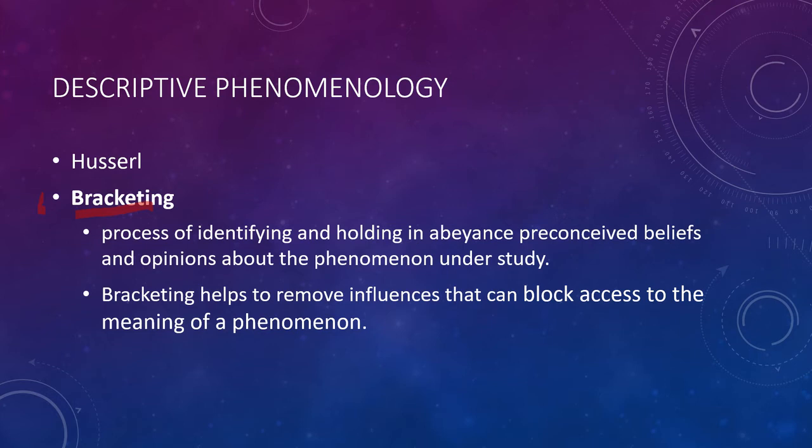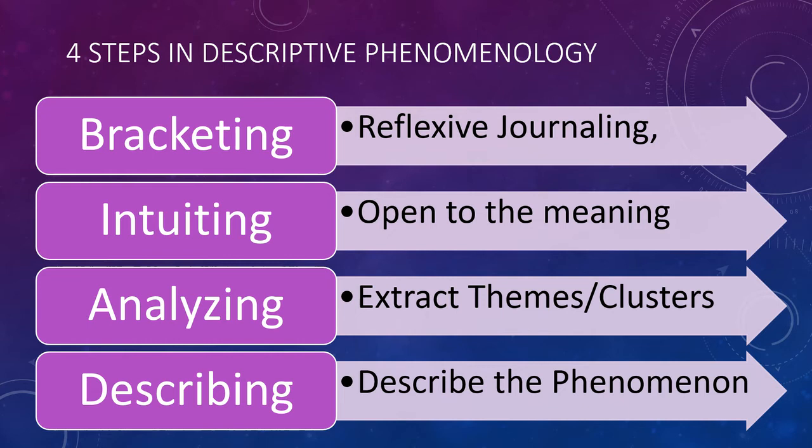So this is what Husserl really thinks about, that there should be bracketing so that bias will not contaminate the phenomenon that you are studying. Bracketing helps to remove influences that can block access to the meaning of a phenomenon. But this is where Heidegger and Husserl collide, because Heidegger does not believe that there is bracketing.